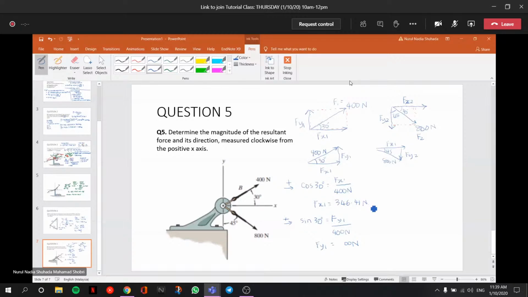So this is the answer for the force in the x and also y direction for the first force, 400 Newton. We know this is the direction of the force for 400 Newton. So in this direction and in this direction, if you calculate based on these two pieces of information only, you will get the answer in the x direction to be 346 Newton, and in the y direction it will be 200 Newton.